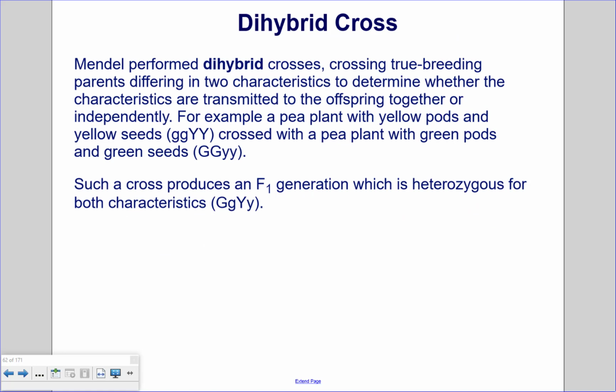Dihybrid cross. Mendel performed dihybrid crosses, crossing true breeding parents differing in two characteristics, to determine whether the characteristics are transmitted to the offspring together or independently. For example, a pea plant with yellow pods and yellow seeds, little g, big Y, crossed with a pea plant with green pods and green seeds, big G, little y.